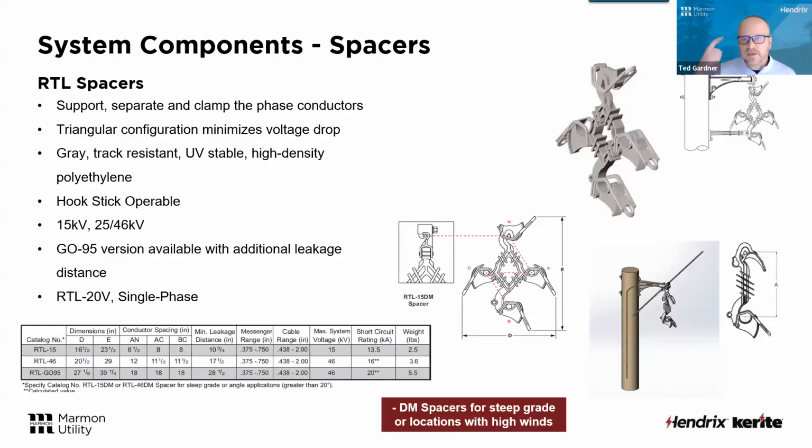Our standard RTL spacers, we start at an RTL 15, which is good all the way up to a 15 kV system. Your phase-to-phase spacing on those is going to be 8.5 to 9 inches. So pretty tight configuration.